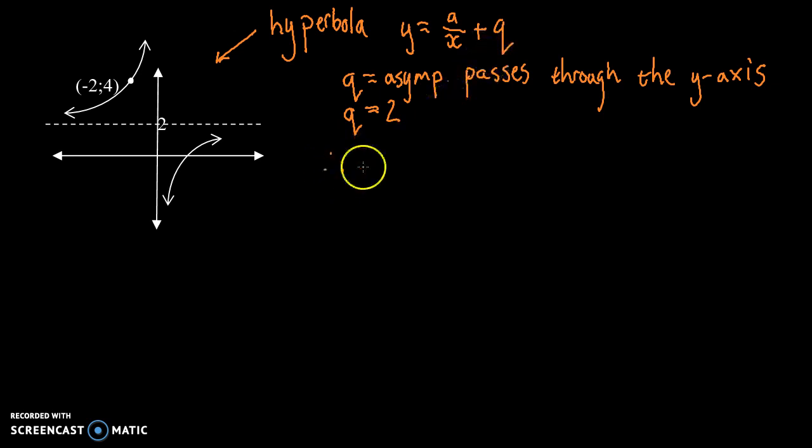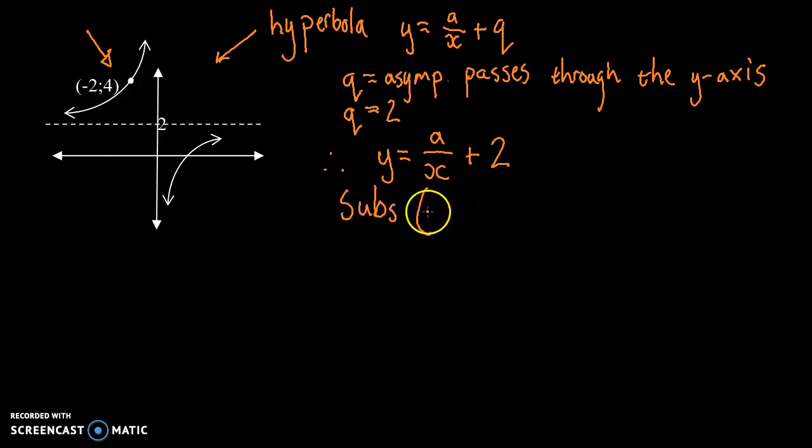All we need to do is rewrite the equation with the values that we know. We've got a over x. We don't know what a is, but we do know that q is 2. How are we going to find the value of a? Let's look at what information we haven't used yet. There we go. There's a coordinate (-2; 4). So let's substitute it in.